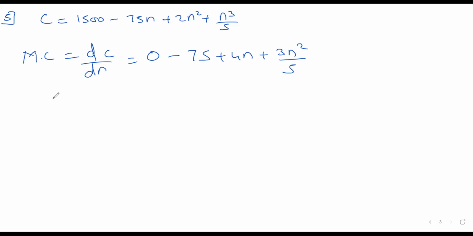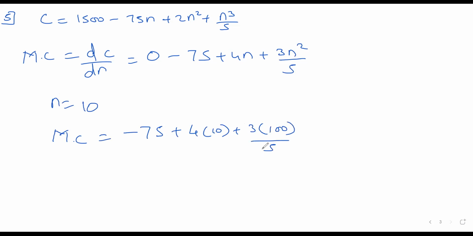Now at n equals what? n equals 10. Find out marginal cost. Minus 75 plus 4 into 10 plus 3 into 10 square म्हणजे काय? 100 upon 5. Minus 75 plus 40 plus 60, right? 100 minus 75, 25. This is your marginal cost. Getting this?